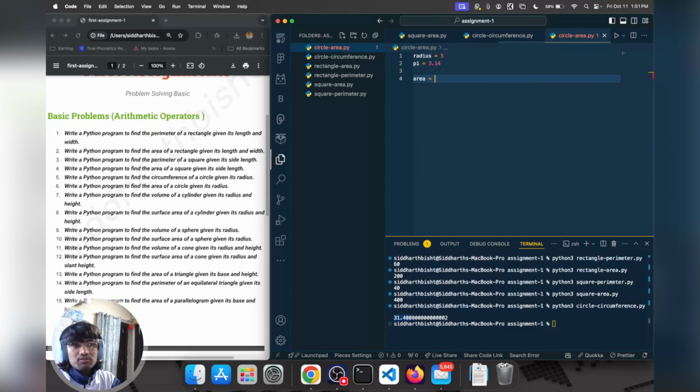Or there is one more option. So first let's apply this and print area of the circle.